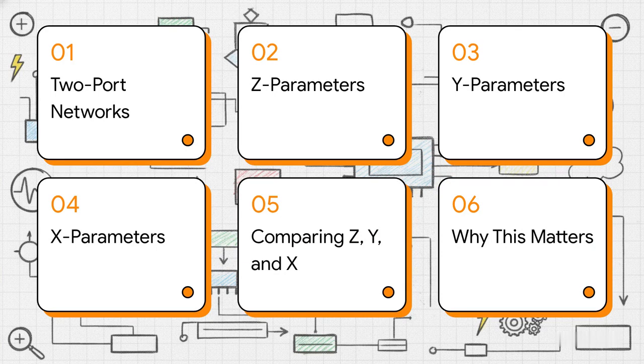Here is our roadmap for this explainer. We're going to start with the two-port network solution. Then we'll cover Z parameters, Y parameters, and X parameters. After that, we'll compare all three to see exactly how they differ, and finally, we'll wrap up with why this actually matters in VLSI design.